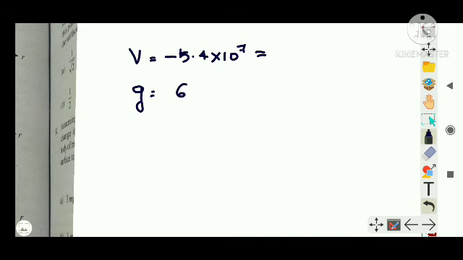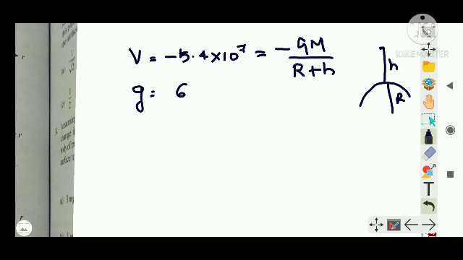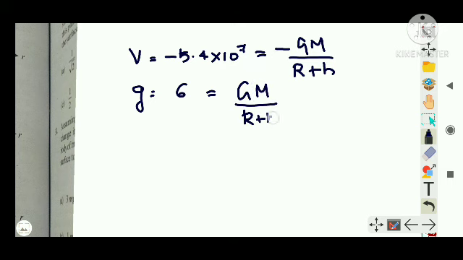I hope you remember the equation for potential. It is minus GM by r plus h. Why did I write r plus h? Because if this is earth with the radius r, we are finding the potential at a point h from the earth's surface. So V, potential, we measure from the center of mass, so it becomes r plus h, right? And similarly, the equation for g is GM by r plus h whole square. That is a general formula we can use.